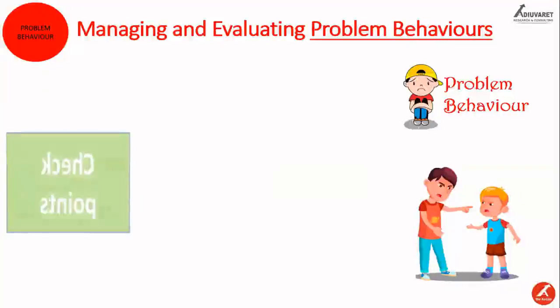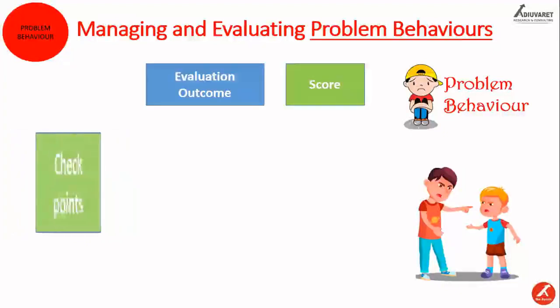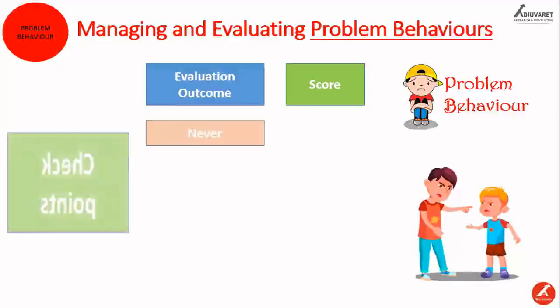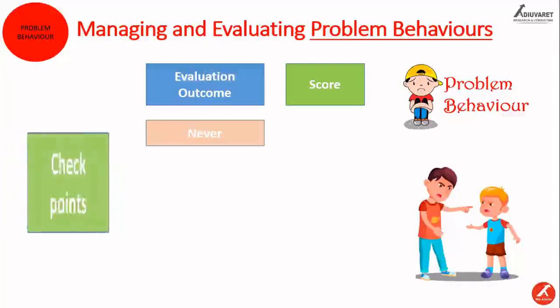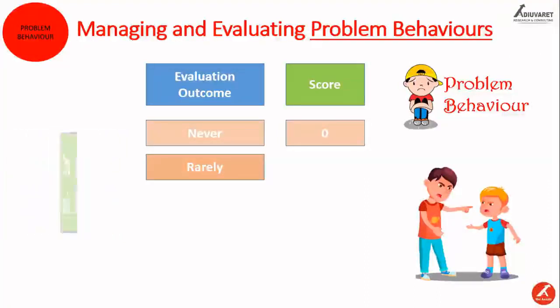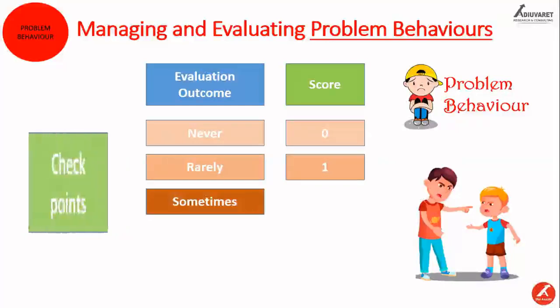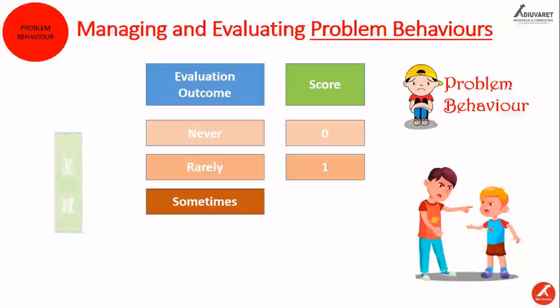Then, as I said, each of these 5 criteria under problem behavior can be managed, quantified, and documented. So how are we going to quantify the evaluation of outcome and the score? If a particular checkpoint related to a sub criteria is never present in our child, then we provide a score of 0. If a checkpoint under any of these 5 sub criteria is rarely present, we give a score of 1. If our child displays that checkpoint sometimes, we assign a score of 2.